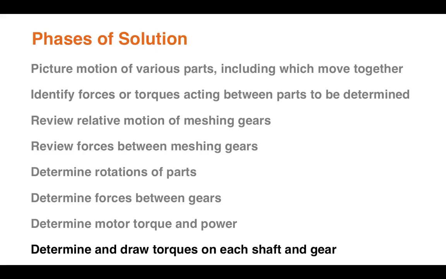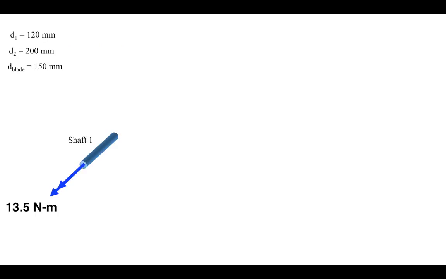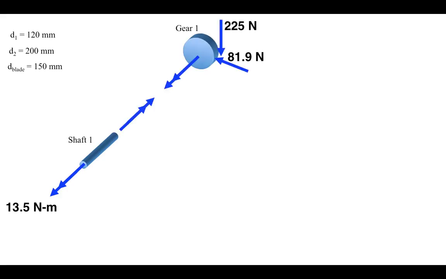So finally, we're going to determine and draw the torques on each shaft and the gears. Here we show the torque again that the motor exerts on shaft 1. What happens at the other end of the shaft? Well, the other end of the shaft is connected to gear 1. So there we show the equal and opposite torques between shaft 1 and gear 1. What's the value of that torque? Well, if shaft 1 is in equilibrium, it's got to be 13.5 Newton meters.